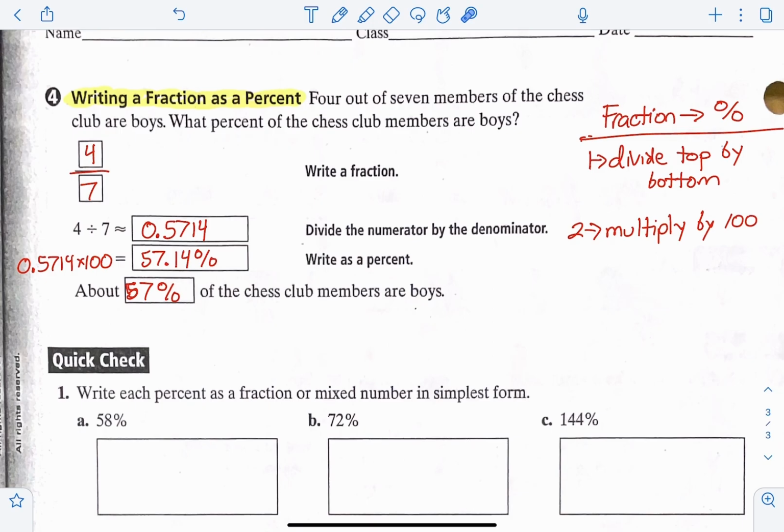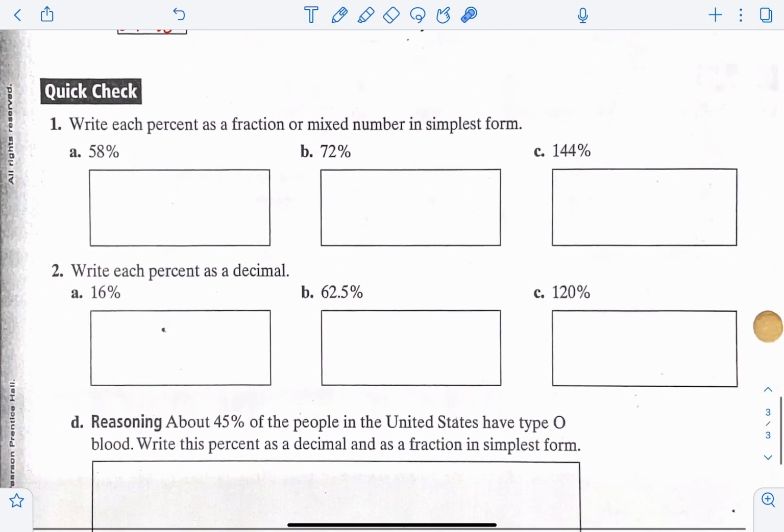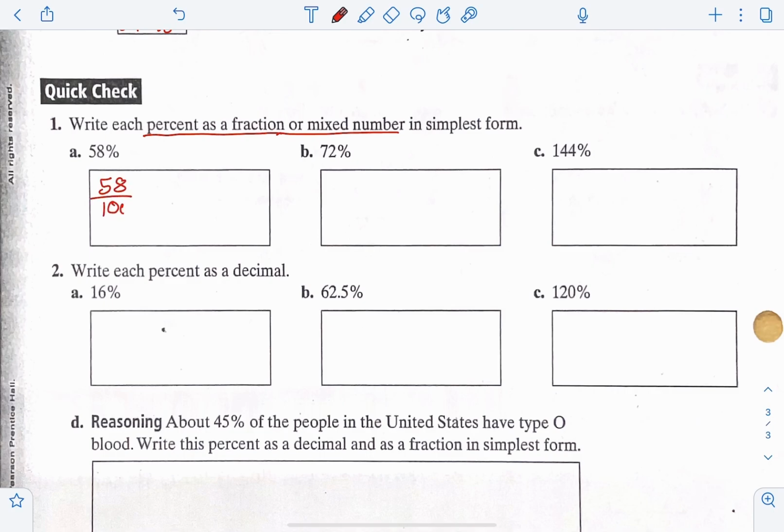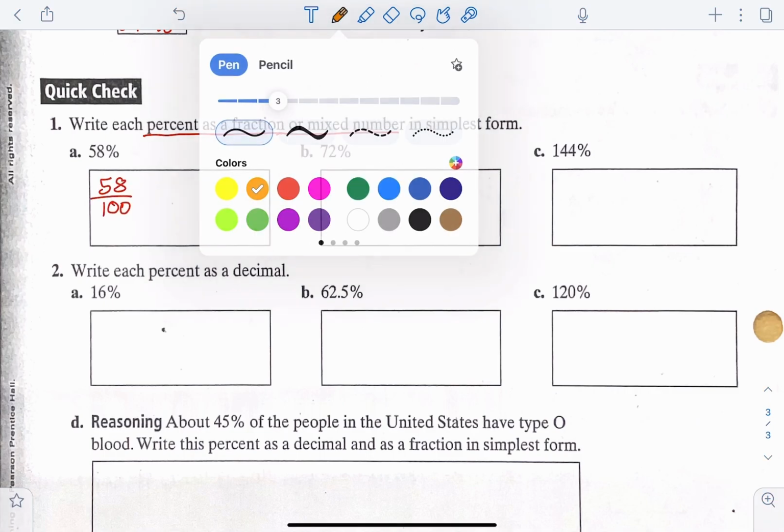All right, so let's do some practice ones. This says write each percent as a fraction or mixed number in simplest form, okay? So we said on the other side, when we were writing a percent as a fraction, we always put it over 100. So this first one, we're going to say 58 over 100. But we need to simplify.